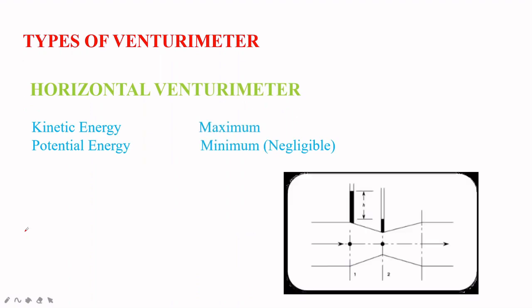Now we will see the types of venturimeter. This is the horizontal venturimeter, section 1 and section 2. Here the kinetic energy of the flowing fluid is maximum. The potential energy is negligible, minimum, because it is horizontal. If it is inclined, potential energy will be maximum and kinetic energy will be minimum. But in the horizontal venturimeter, kinetic energy is maximum, potential energy is minimum or negligible.